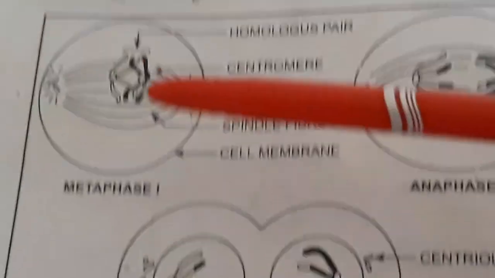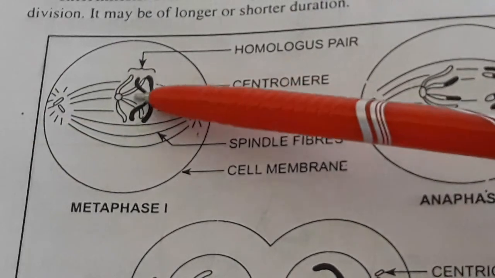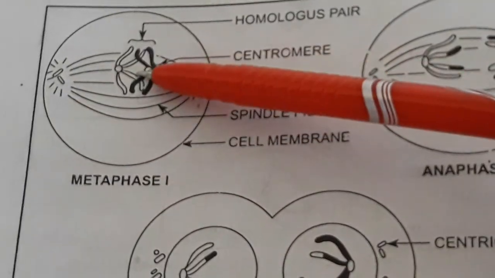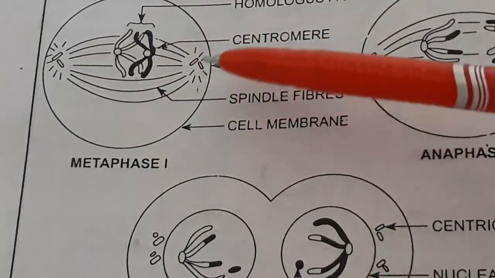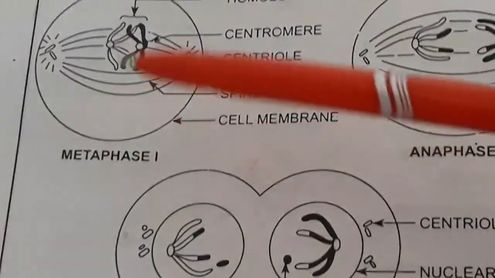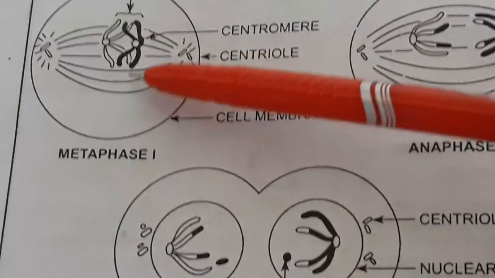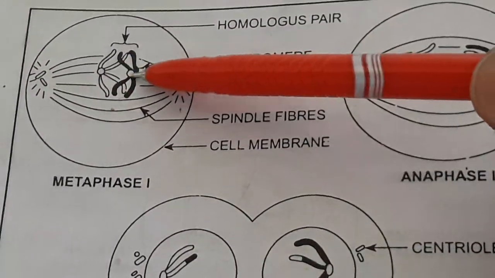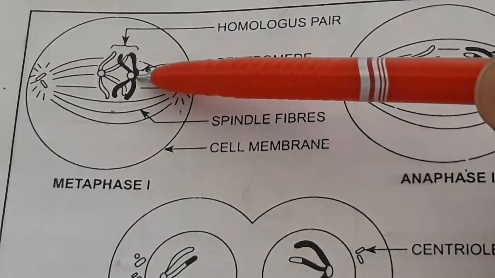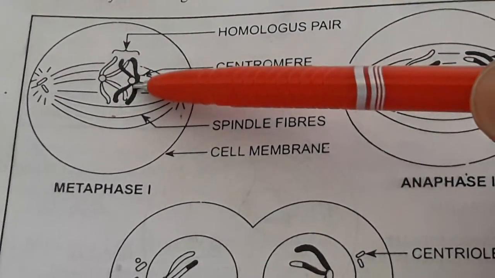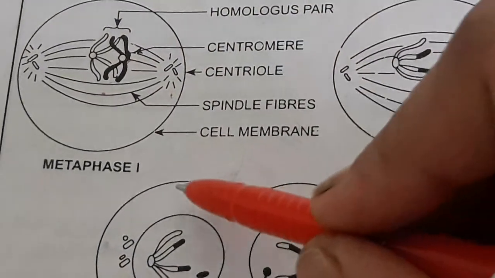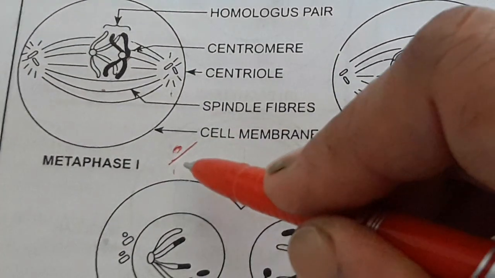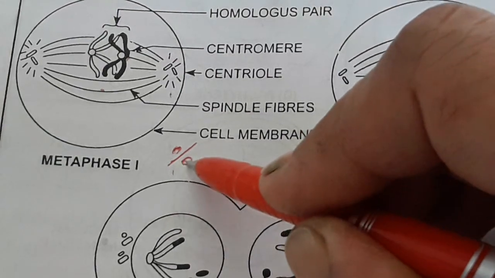Now here you can see in metaphase the chromosomes are coming towards the equatorial plane. Okay, these are the homologous pair, these are the centromeres, centrioles, spindle fibers and the cell membrane. Now always remember, while they are being arranged in the equatorial plane, the centromere of each pair should be equidistant from the equator. Suppose this is the equatorial line, this is the centromere of one chromosome, this is the centromere of the other chromosome.